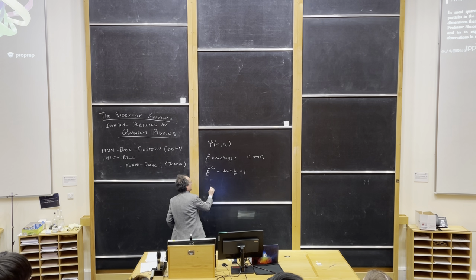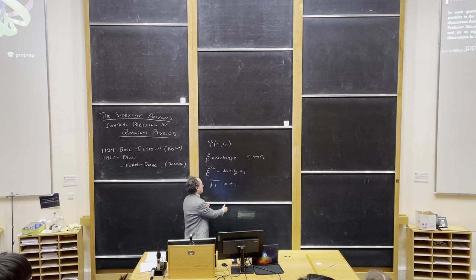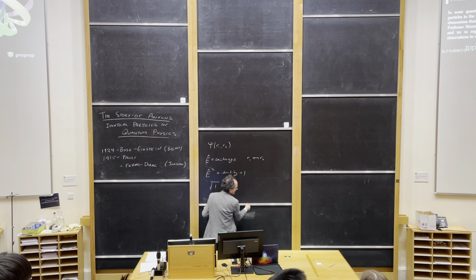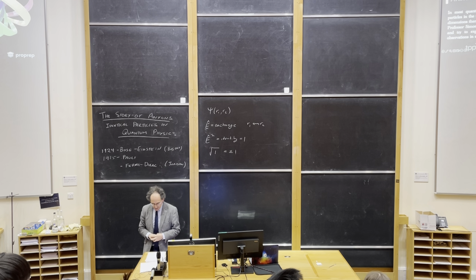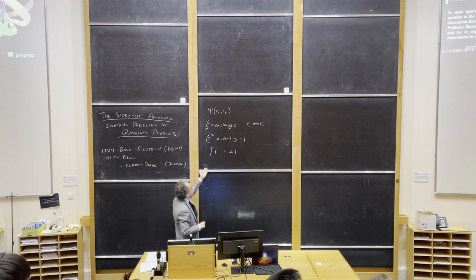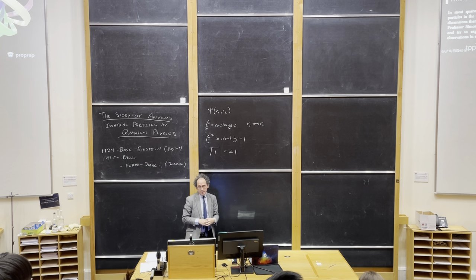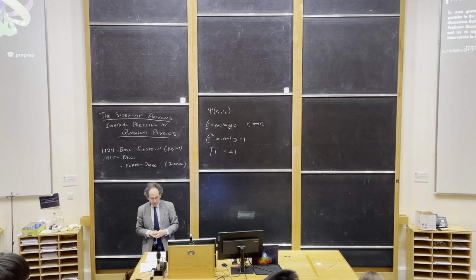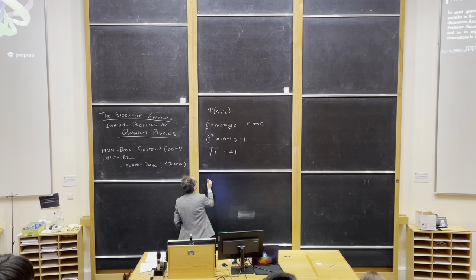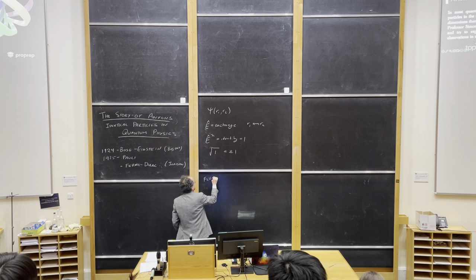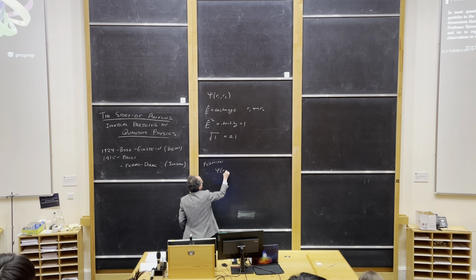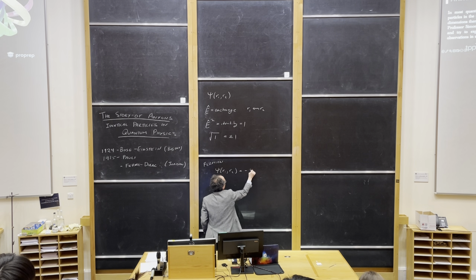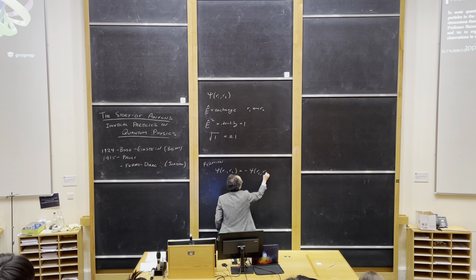Well, 1 has exactly 2 square roots, plus or minus 1, and so that means you only have 2 possibilities of the kind of behaviors that particles can exhibit. If you have a plus 1, we say you have bosons. If it's minus 1, we say it is fermions. And in particular, let's take the fermion case, the minus 1 case, where psi of R1, R2 is minus psi of R2, R1.